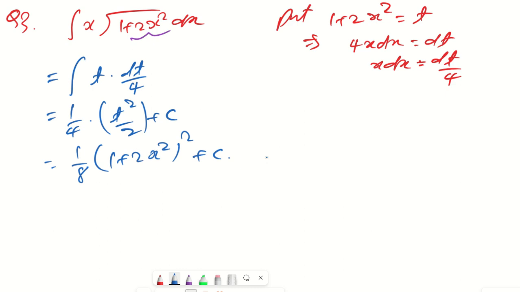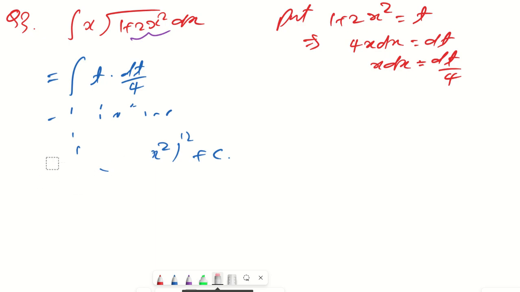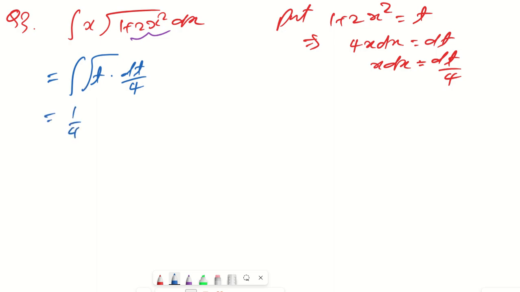Wait a moment, we have made a little mistake here. Actually this should be the square root of t, because t was 1 plus 2x square. So we should be putting this square root. We can remove all of this and make it square root of t into dt by 4. So now what will happen? It becomes 1 by 4 integration of t to the power 1 by 2 dt.